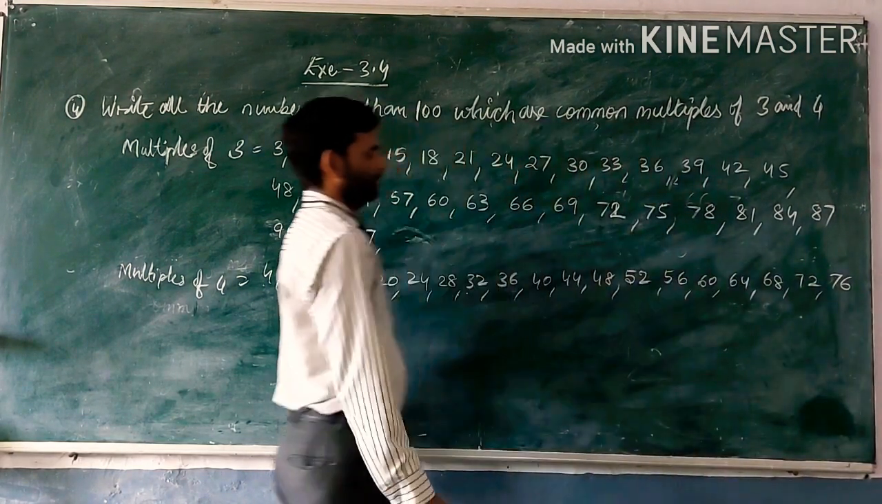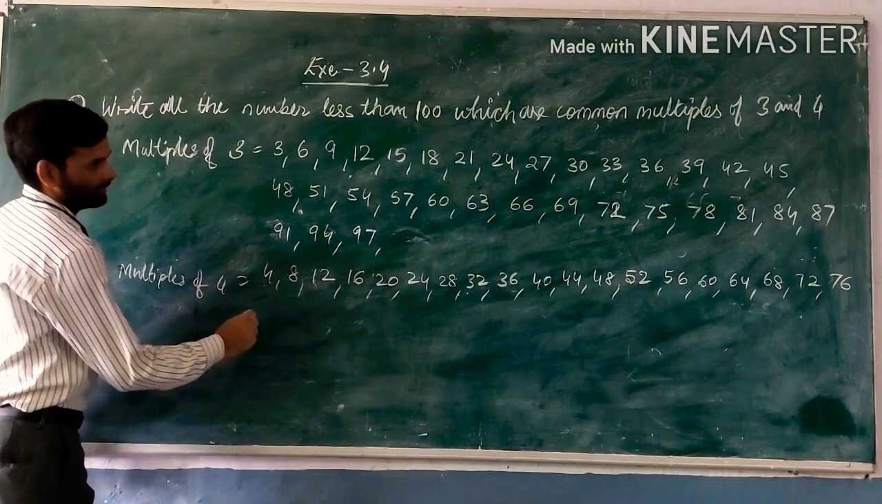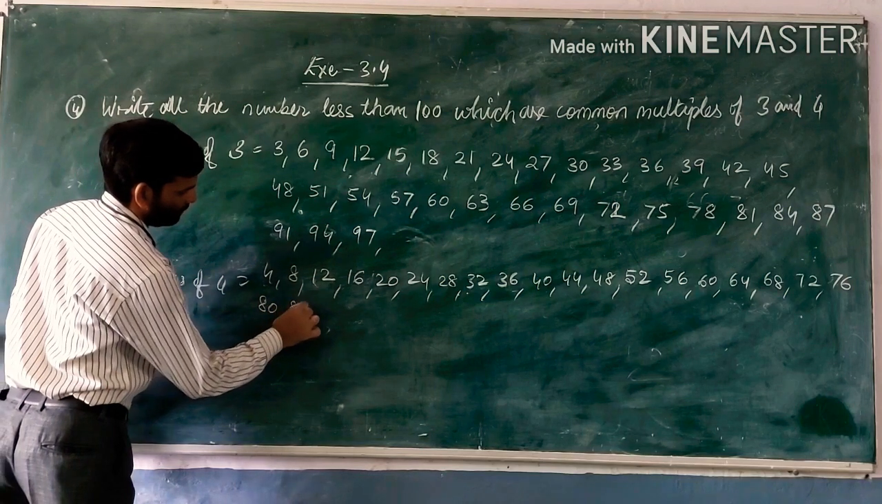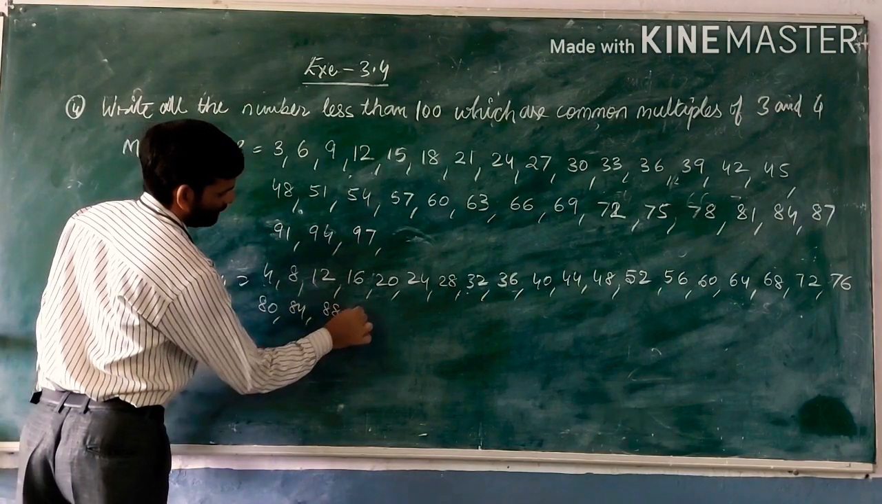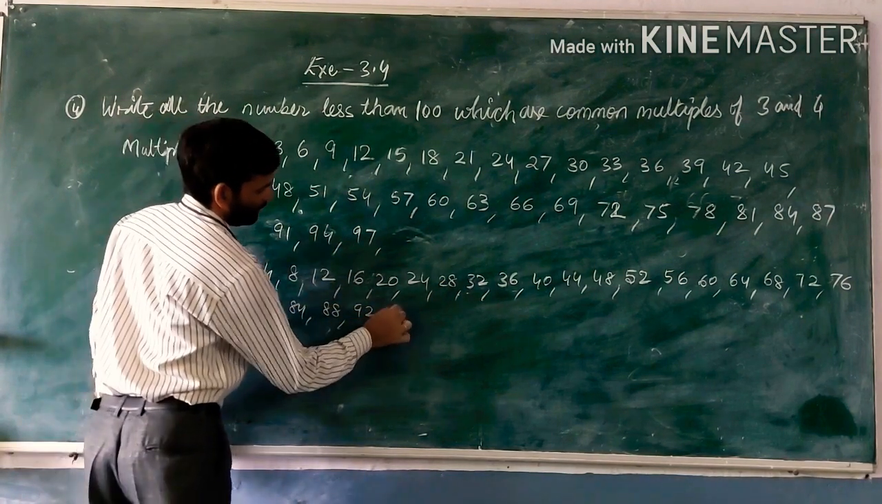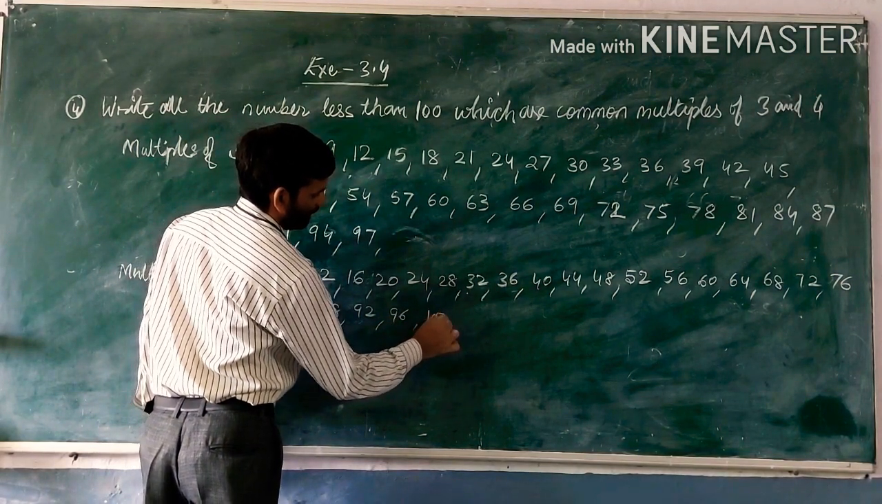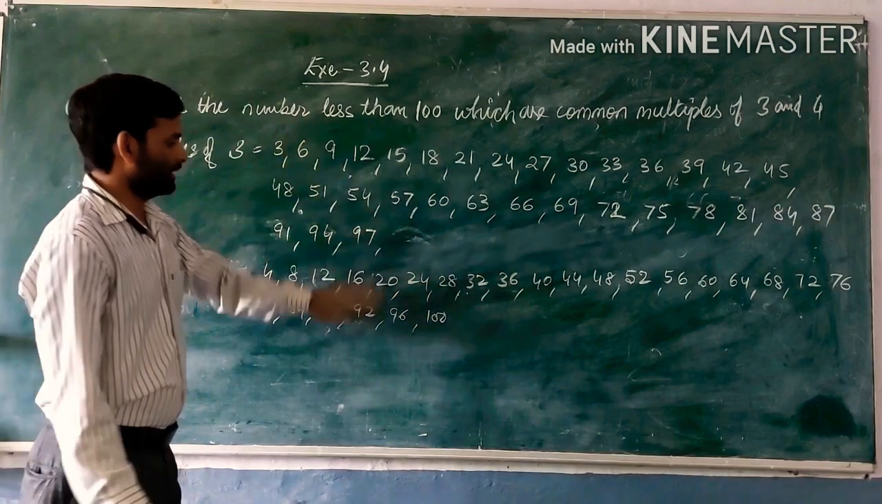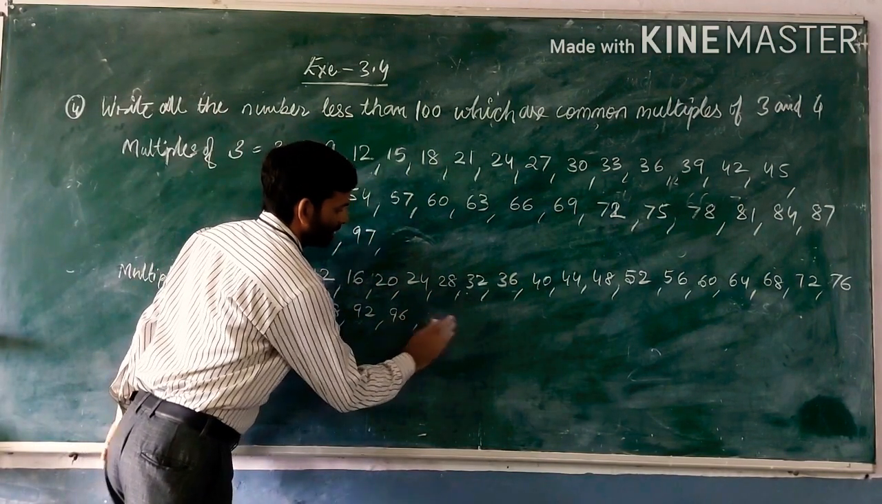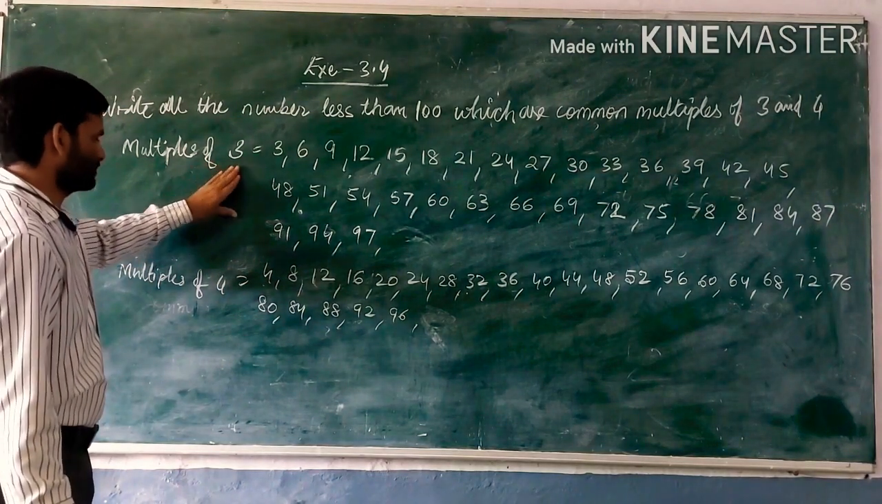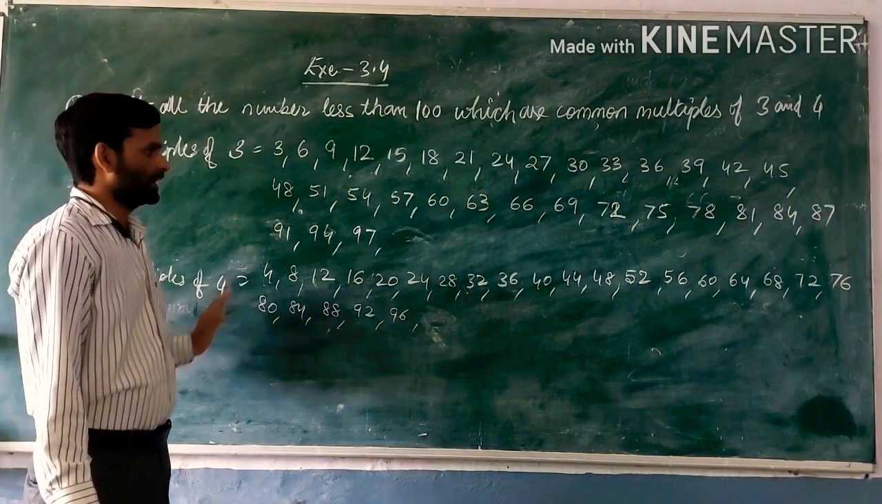76, 80, 84, 88, 92, 96, and then 100, but it must be less than 100. So only numbers less than 100. This is the multiples of 3 and the multiples of 4, less than 100.